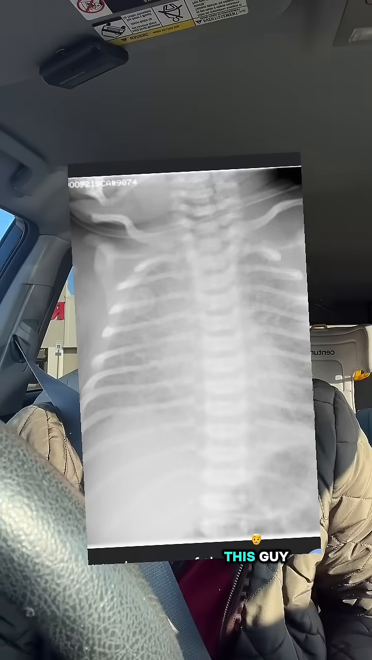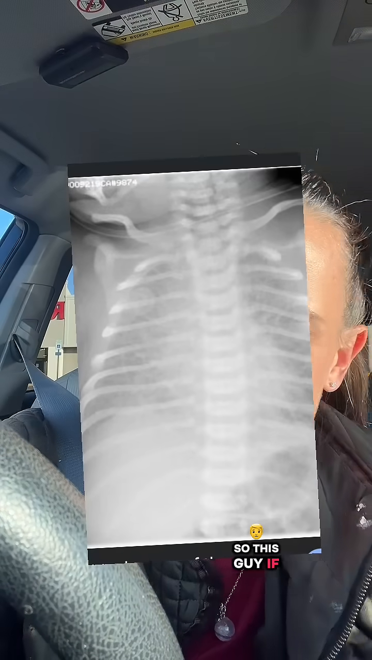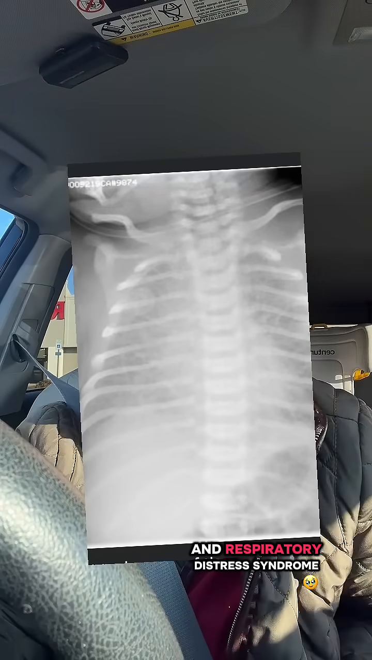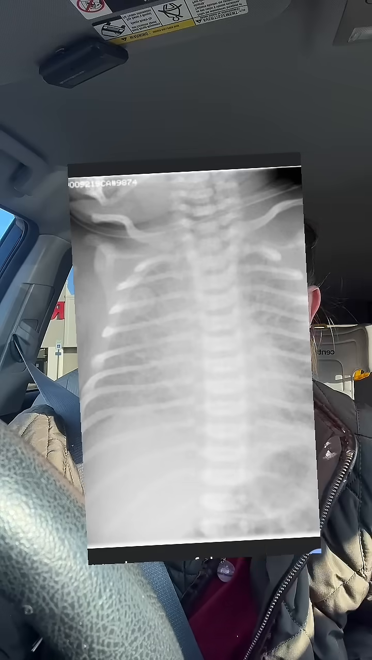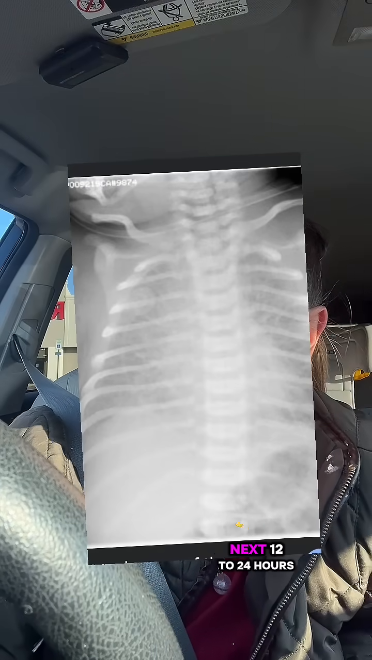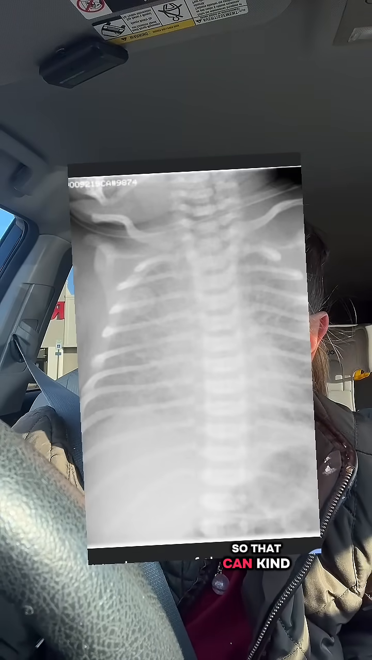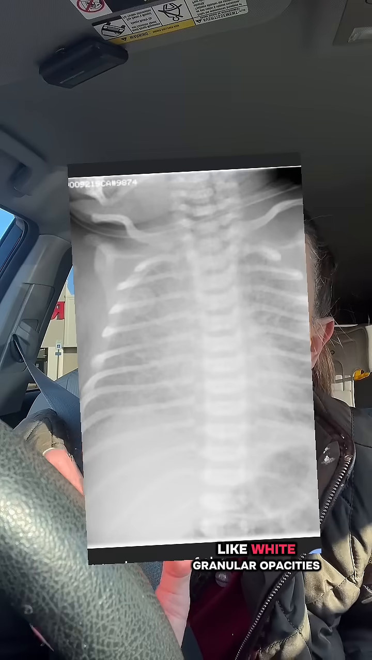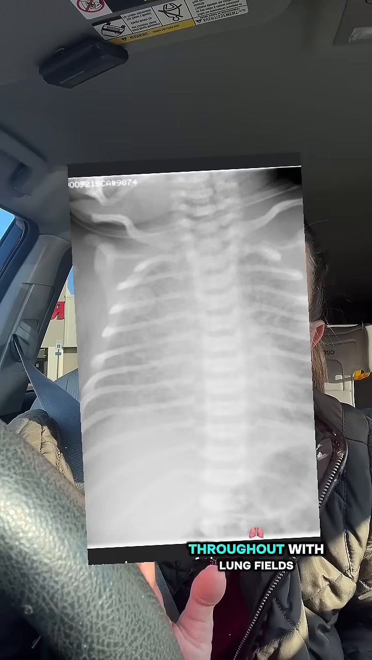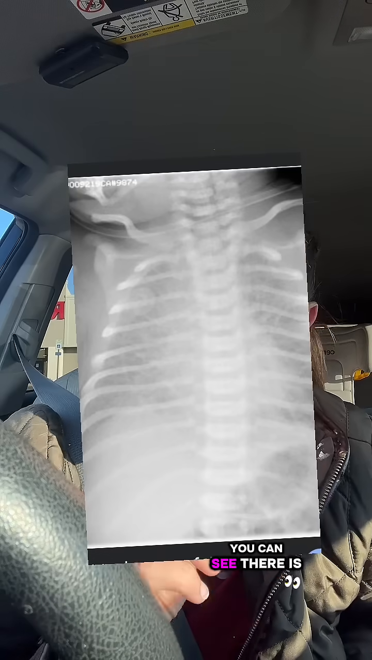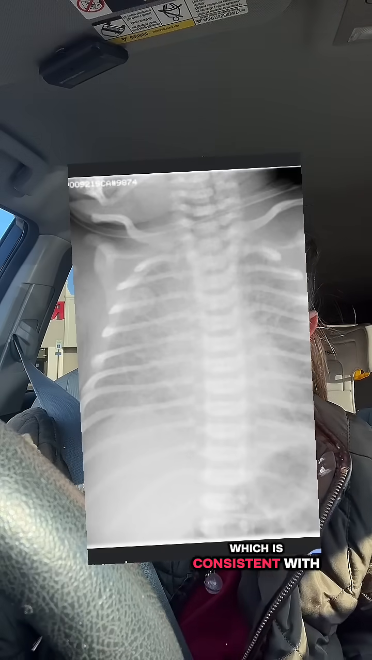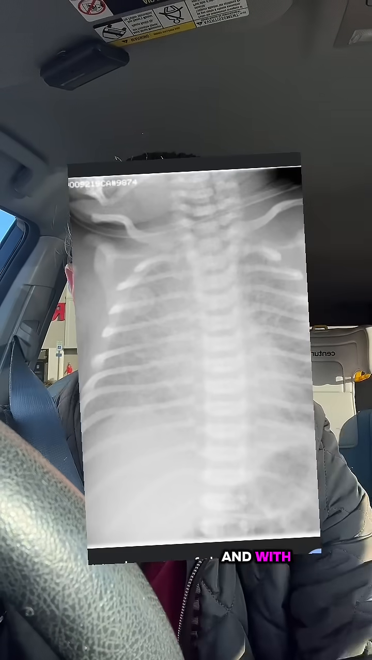And last but not least, this guy. If you said TTN or respiratory distress syndrome, I wouldn't disagree with you. The TTN will improve over the next 12 to 24 hours, so that can help rule that out. But if you still have those white granular opacities throughout both lung fields, you can say it's RDS, but you can see there is streaking, which is consistent with the fluid in the fissures and throughout the lung fields.